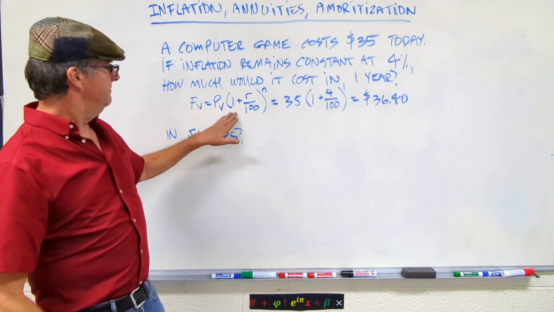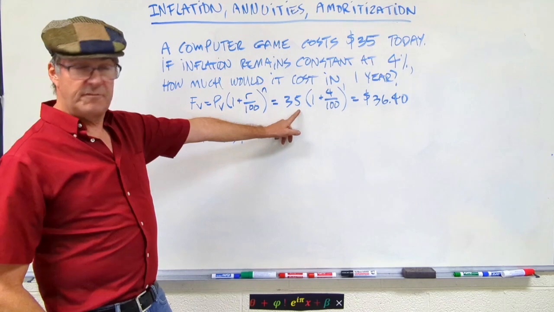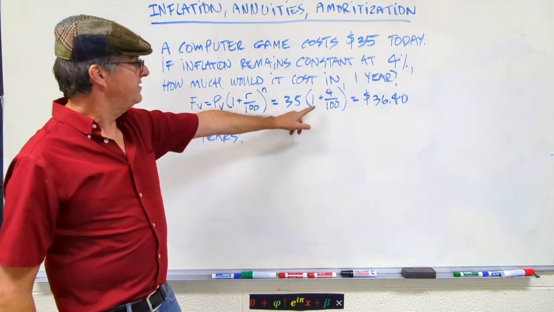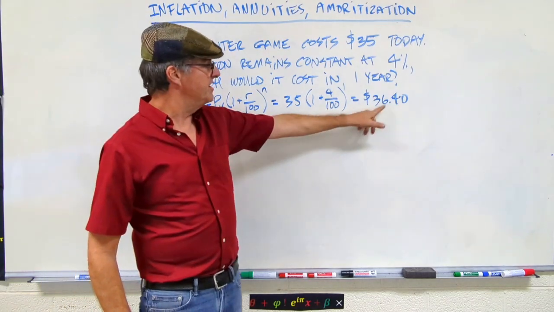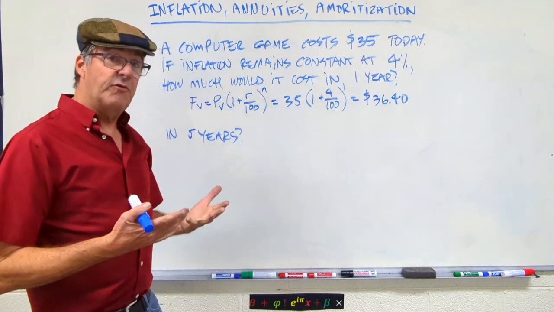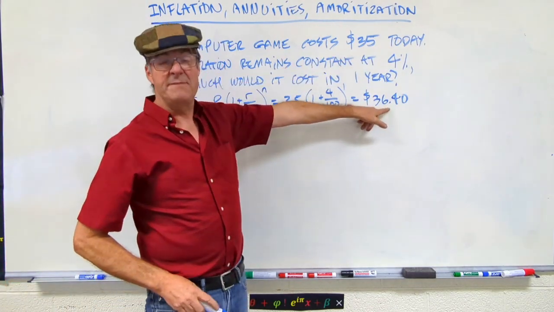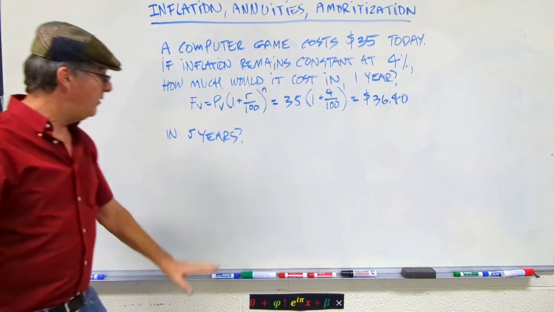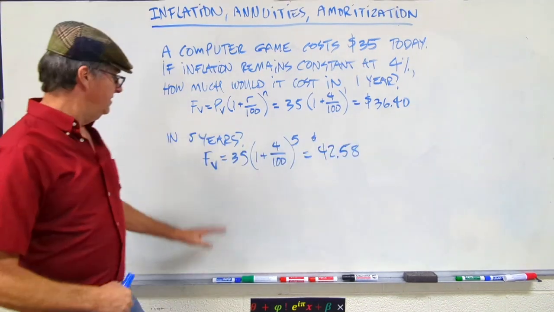Here's my equation, standard equation. I'm not using K. I have my plug-in step, 35 times 1 plus 4 over 100. And when I crunch the numbers, I get 36.40. So if inflation is 4% per year, a year later, this computer game is going to cost $1.40 more. Now, pause the video and do the same calc, but for 5 years. Okay, let's see how you did.